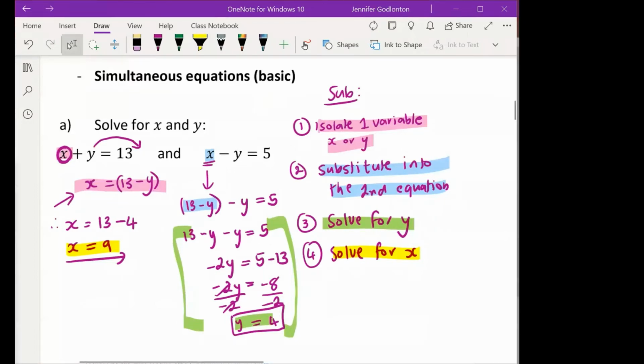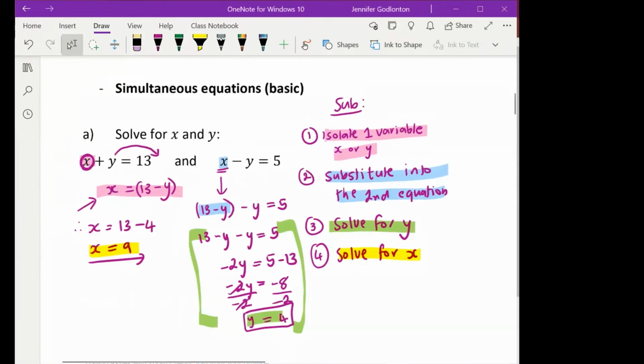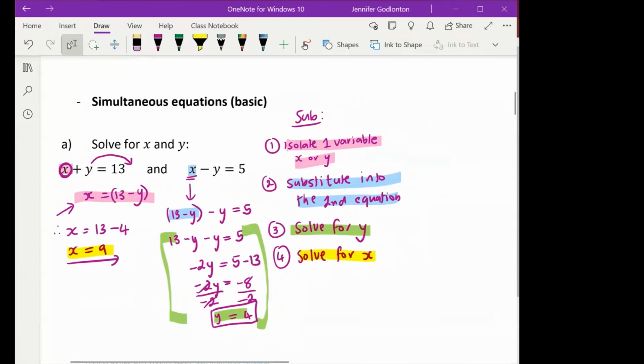Second method I'm going to show you is elimination. Now, some people find elimination much, much easier, but it's totally up to you. And remember, we're going to go through lots of these today, so don't panic. This is just the first one. So if you're struggling with this one, it's okay. We're going to do lots and lots of questions like this today. So don't stress. It's all a learning process.